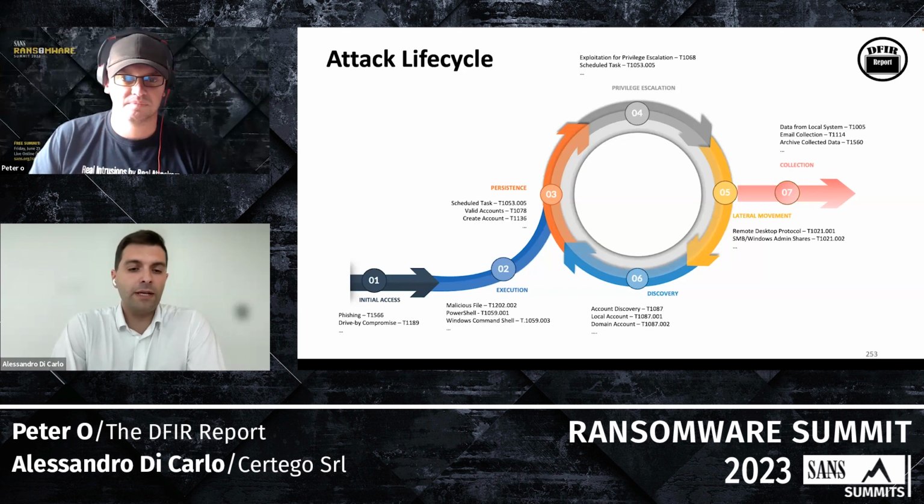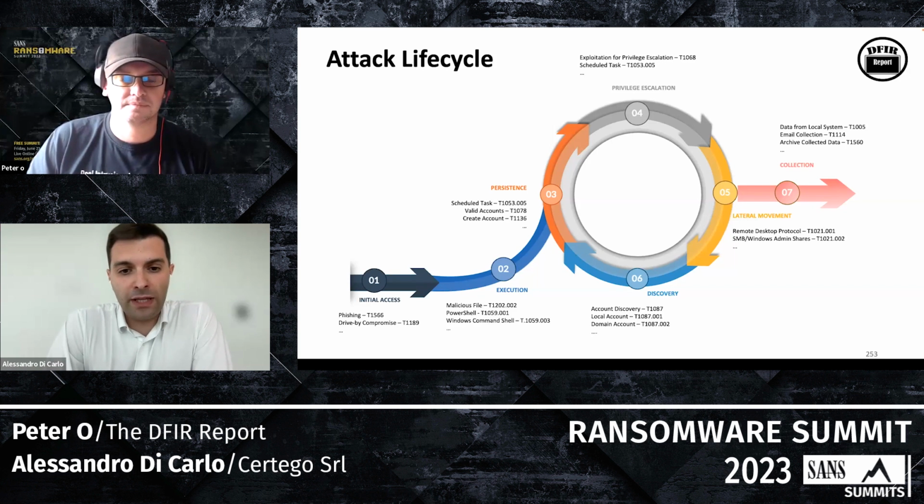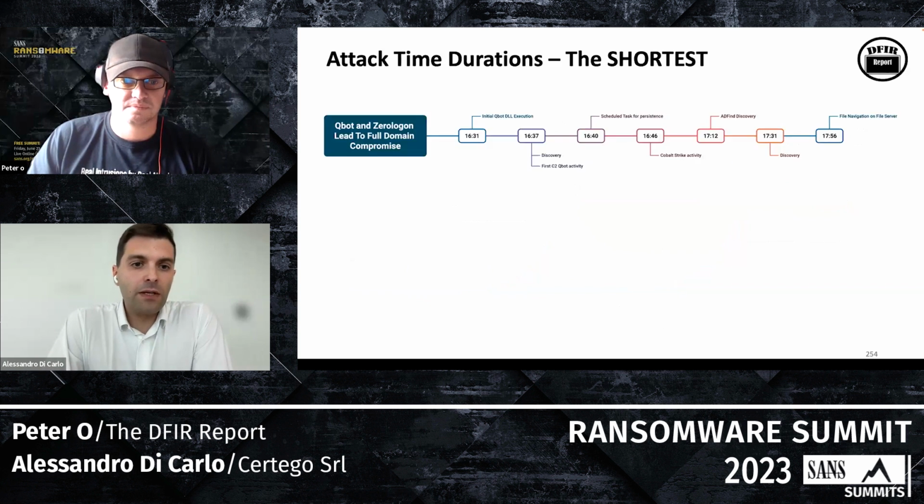potential ransom payment. And it is important to note that threat actors continuously adapt their TTPs to evade detection and maximize their chance of success. Having said that, let's now analyze which compromise was the fastest and which instead was the slowest. The award for quickest compromise goes to Qbot.